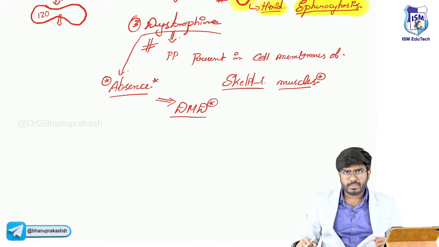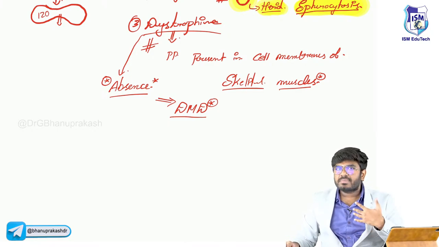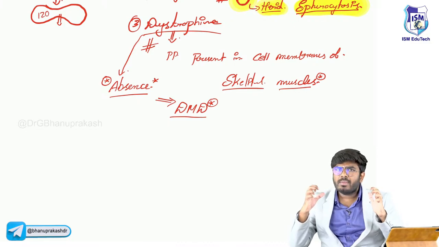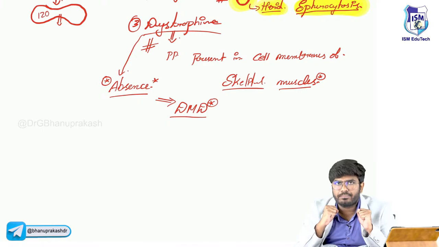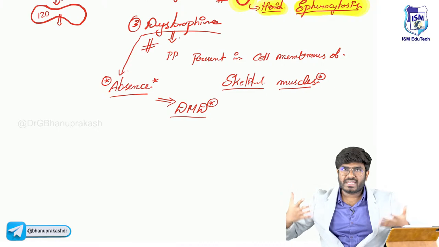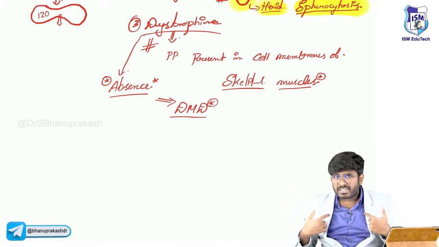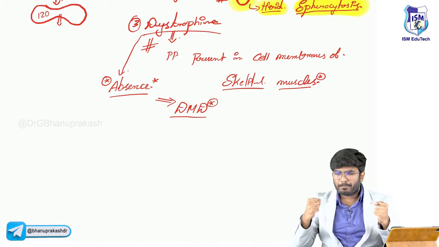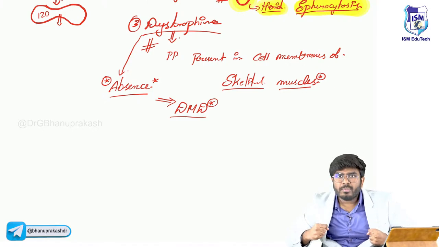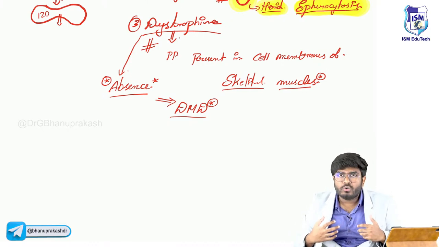Duchenne's muscular dystrophy. See, now imagine I'm a child, sir. I'm suffering with Duchenne's muscular dystrophy. Dystrophin is not there in me. Now, I'm doing the squatting. I have done the squatting. Now, if you ask me to stand, I am a person suffering with Duchenne's muscular dystrophy. Do you think my muscles are strong enough to lift my body just like that? No. So, do you know what I will do?